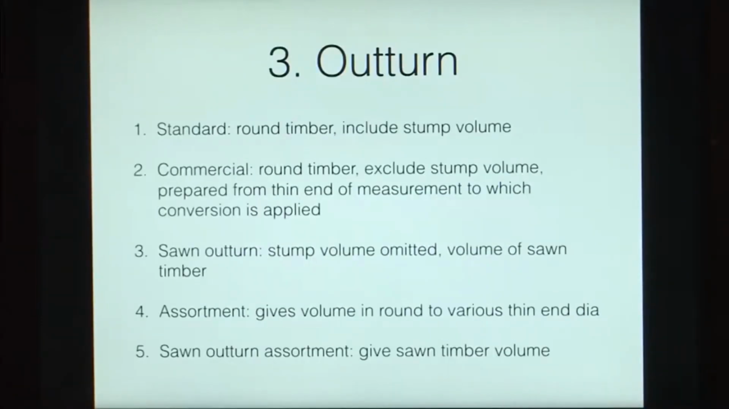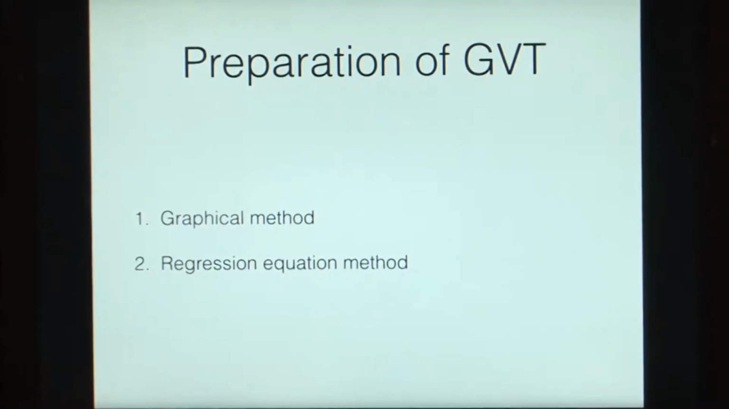So, that was another way of classification. The third classification is on the basis of the outturn. Outturn tells you what you are trying to get out of your volume table. Your outturn could be the standard round timber, the commercial round timber, the sawn outturn, assortment, and so on. That is what we already saw in the case of the book. So, how do we prepare these volume tables? There are two methods of preparation of volume tables.